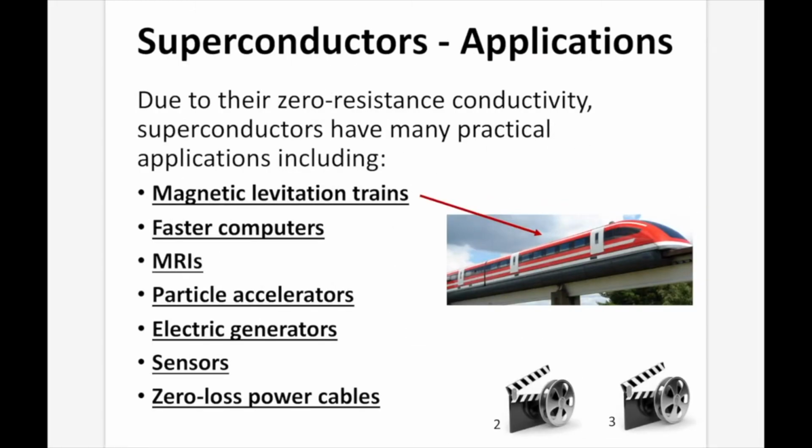Well, due to their zero resistance, superconductors have many practical applications, including maglev trains, like we have here in the top picture. So the train actually sits on a magnetic field, so it's not touching the rails themselves. This reduces friction and allows greater propulsion and less wear and tear on the vehicle. Faster computers, MRIs, particle accelerators, electric generators, sensors, and zero-loss power cables are other examples of practical applications of superconductors.